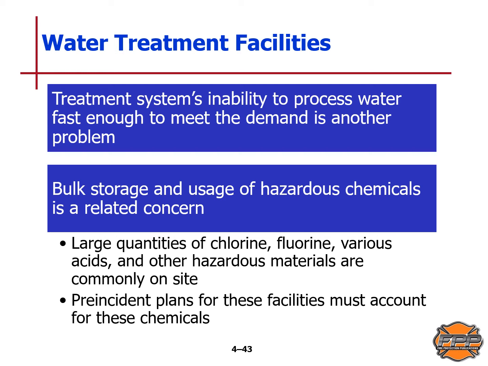A related concern for fire protection personnel regarding water treatment facilities is the bulk storage and usage of hazardous chemicals. Large quantities of chlorine, fluorine, various acids, and other hazardous materials are commonly on site. Pre-incident plans for these facilities must account for these chemicals.